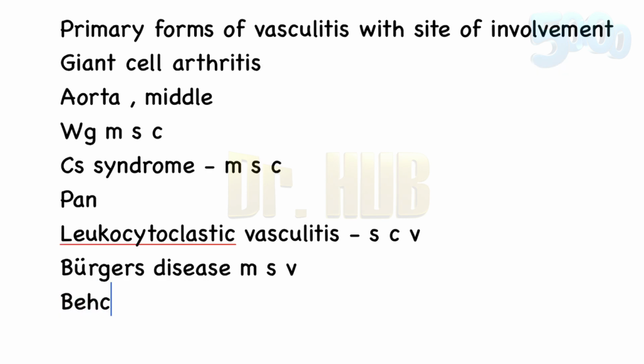Then comes Behçet's disease. Behçet's disease is associated with positivity for all. Only the aorta remains negative, whereas all the others, the medium-sized, small-sized, veins and capillaries, become positive.